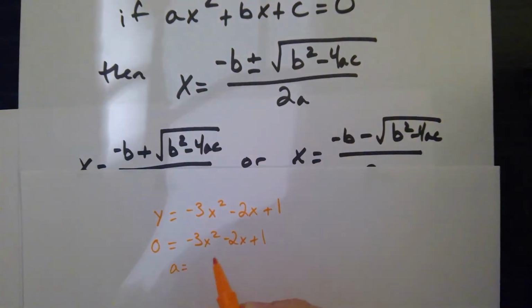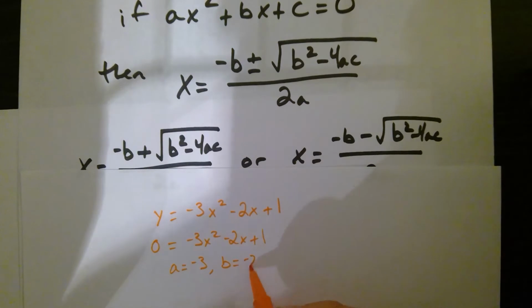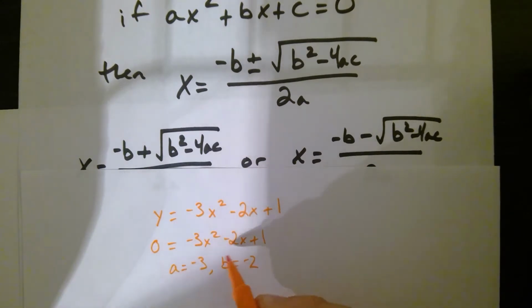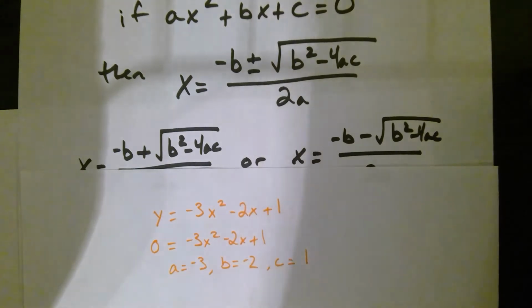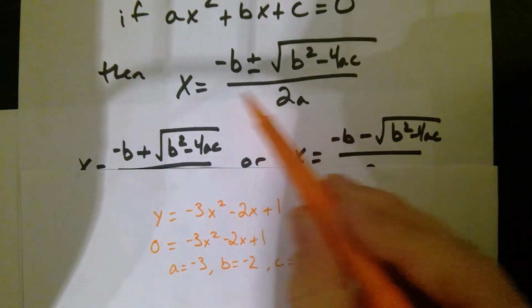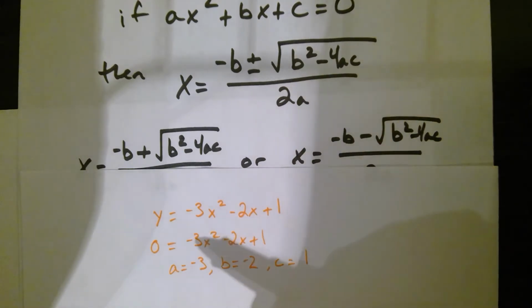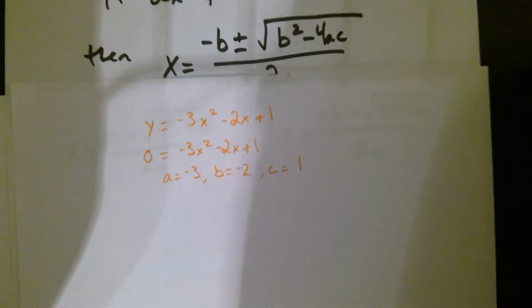So a is the number in front of the x squared, -3. B is the number in front of x, -2. Keep those negative signs. And then c is the number at the end, 1. Okay, so look, we've got a formula with a, b, and c, and we have a, b, and c. Let's go ahead and plug them in. We've got a formula, and we're not afraid to use it.